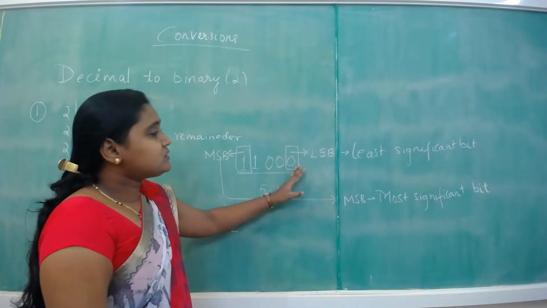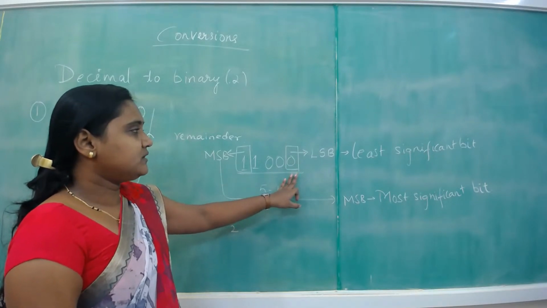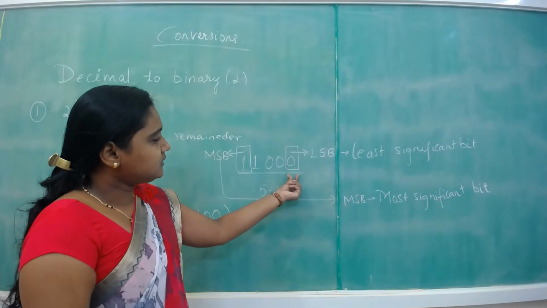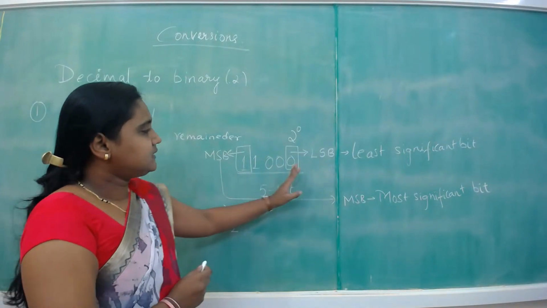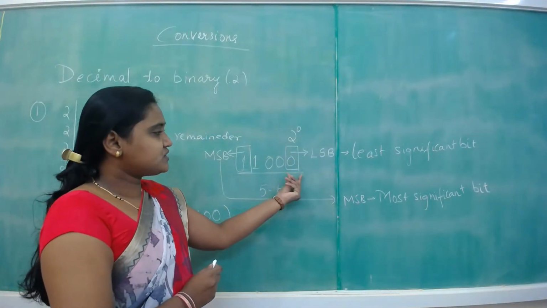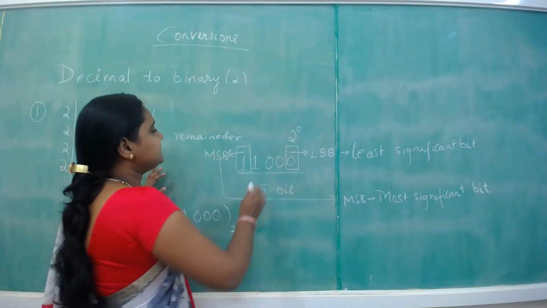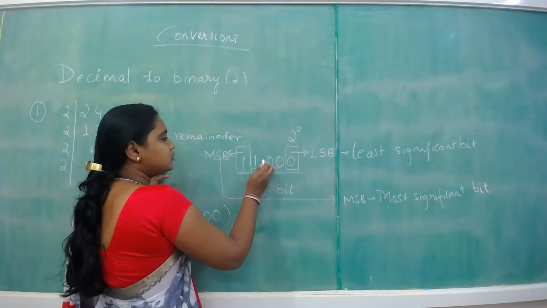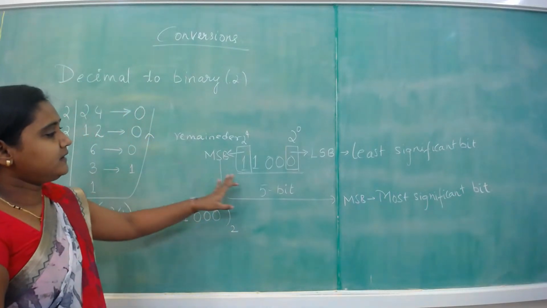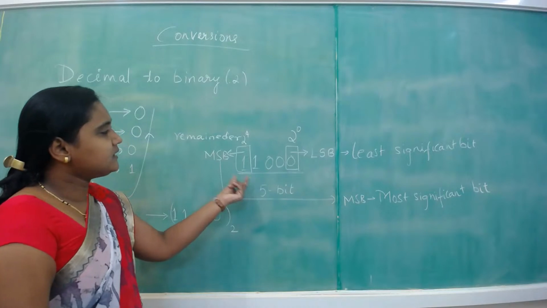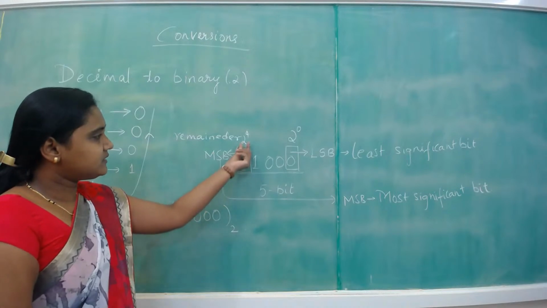The rightmost bit has the position value, otherwise the least weight. This particular position has 2 to the power of 0, that means 1. It has the least weight. Coming to the next ones, 2 to the power of 1, 2, 3, and this will be 2 to the power of 4. 2 to the power of 4 means 16, and for this 5-bit value, this position has the highest positional value, that is 16.